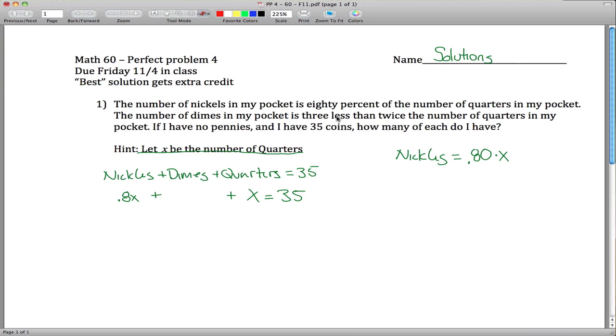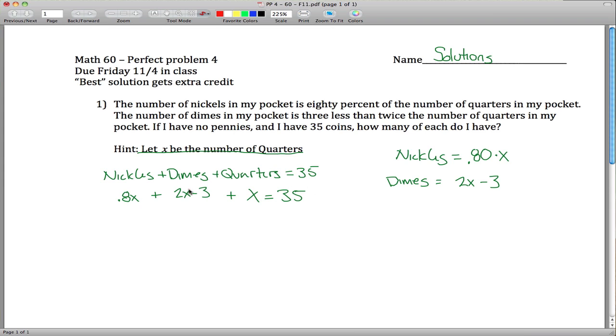Now we'll do something similar for dimes. That's the second sentence here. The number of dimes in my pocket is 3 less than twice the number of quarters. So 3 less than means I want to subtract 3 from it. Twice the number of quarters is 2x. Since x is the number of quarters, 2x would be twice the number of quarters. So dimes are 2x minus 3.